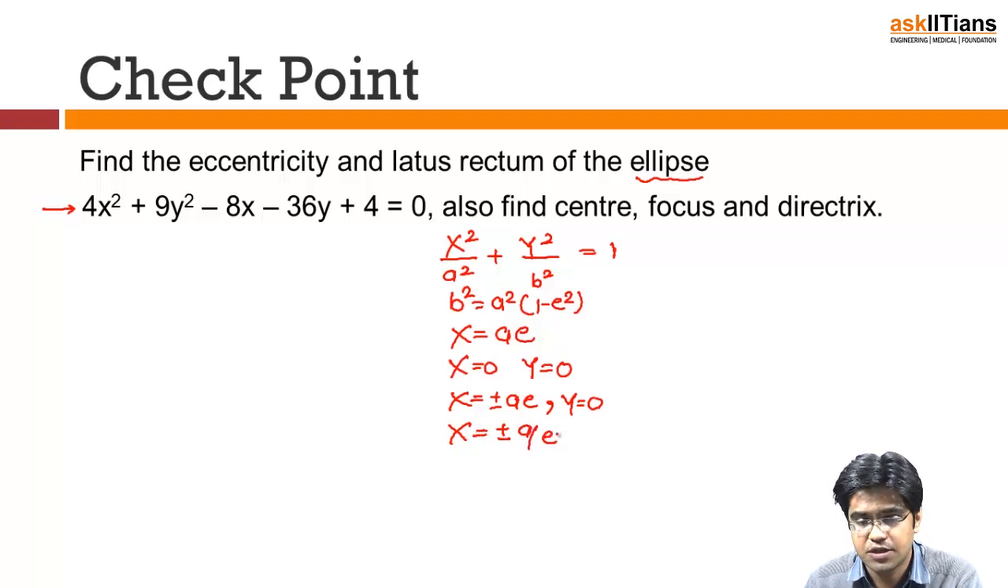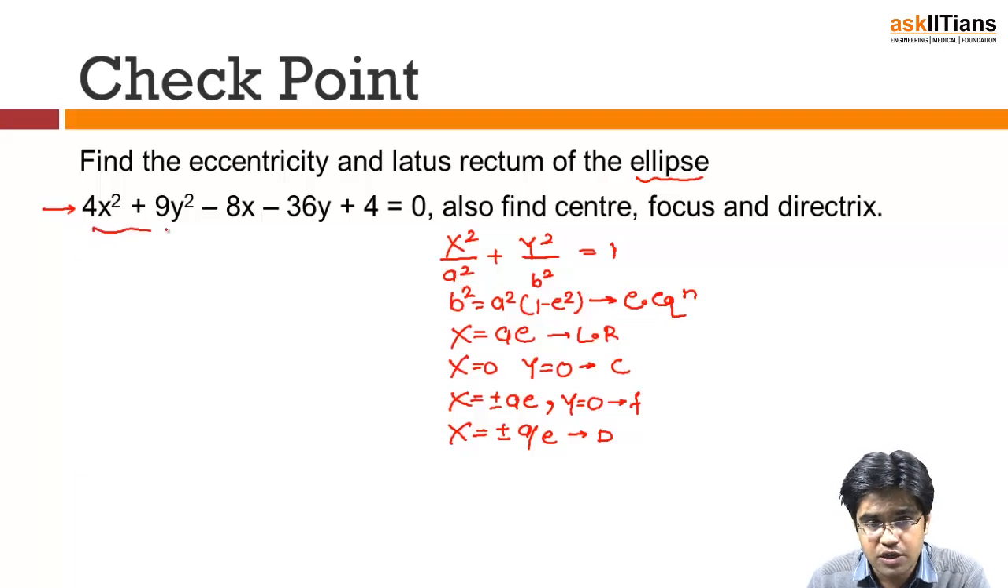So these are the equations. This is the equation of directrix. This is focus. This is center. This is equation of latus rectum. And this is the eccentricity equation. Now, we need to convert this equation into this form. If we get this form, then we know how to find all these things.